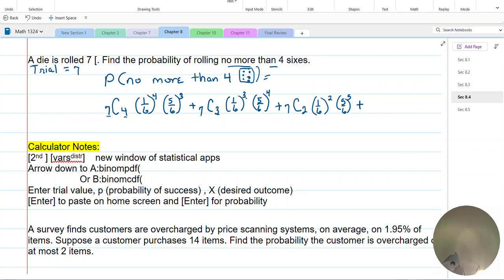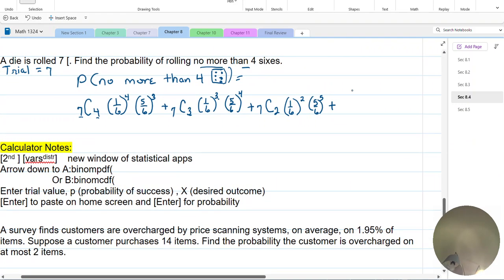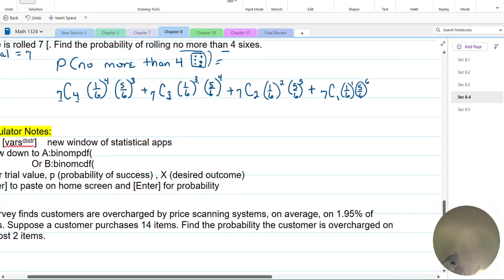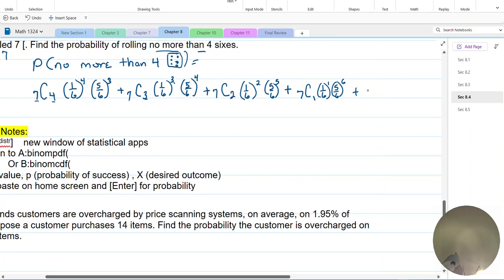I'm still not done. Now I'm going to do 7 choose 1. And then I'd have the 1/6 to the 1 times the 5/6 to the, okay, now we're at 6 to make the 7 happen. And then my last one, which is 7 choose none of those 6s. Because you can have none and still comply with less than, no more than 4 sixes.